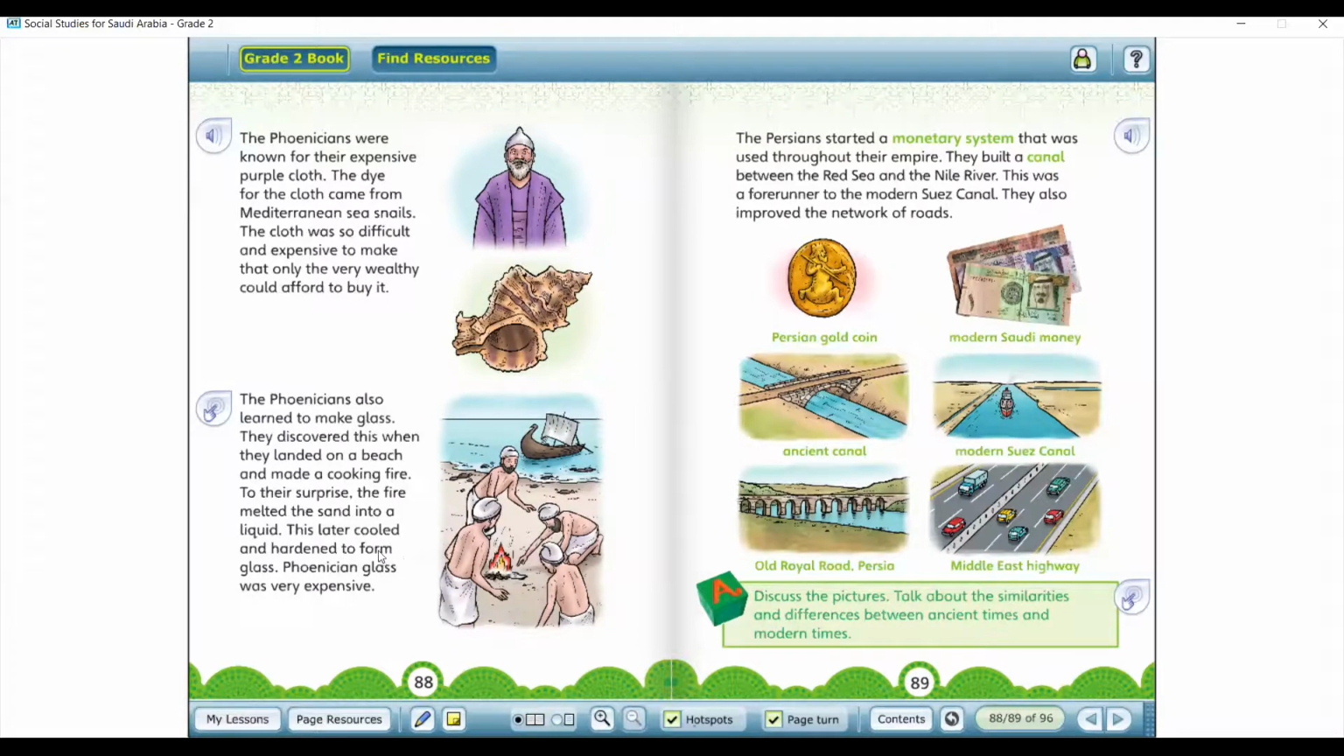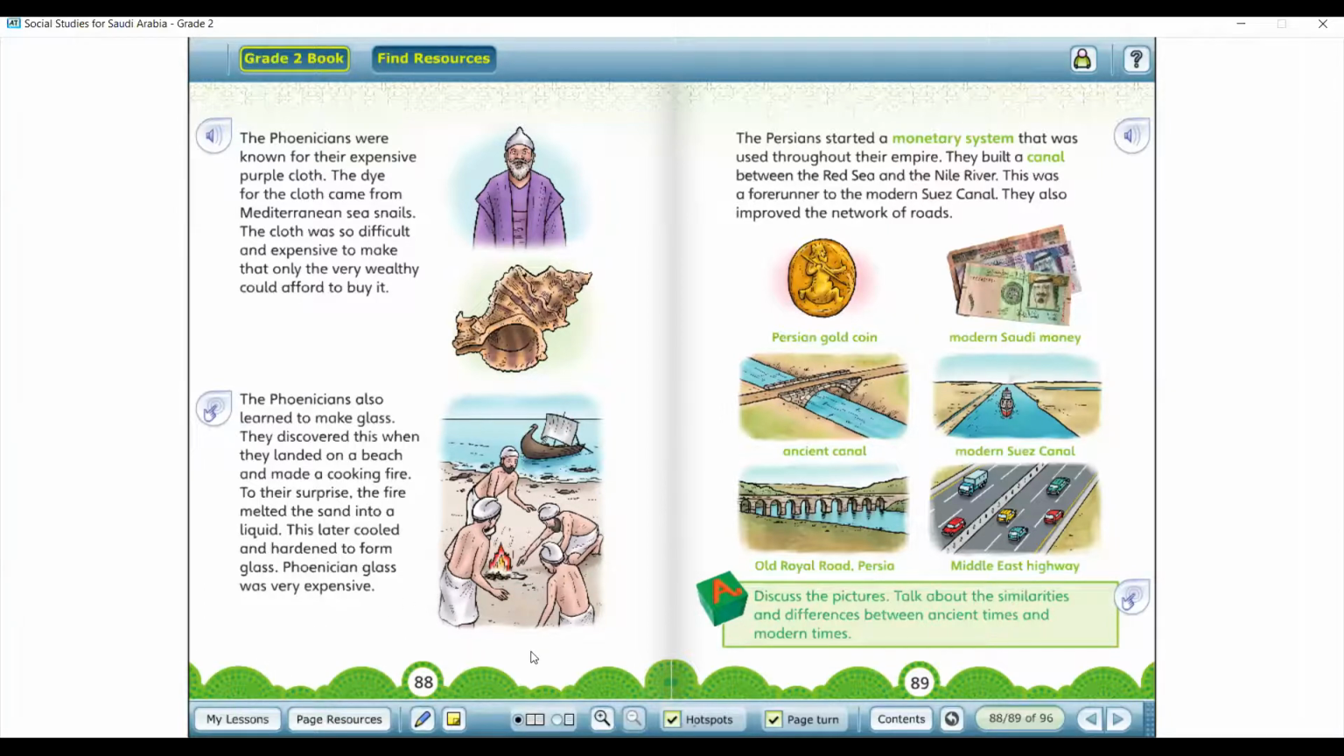And also they were important in learning how to make glass, because they discovered this when they landed on a beach and they made a cooking fire. And to their surprise, the fire melted the sand into liquid, and this later cooled and hardened to form glass. And this is how the Phoenicians developed glass, and it was obviously also very expensive to buy this.